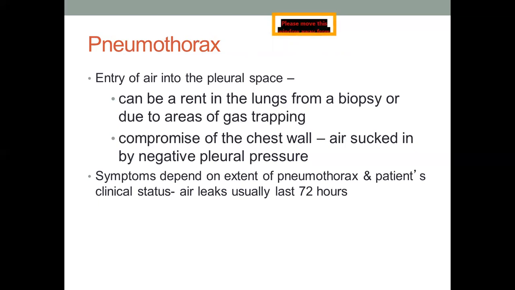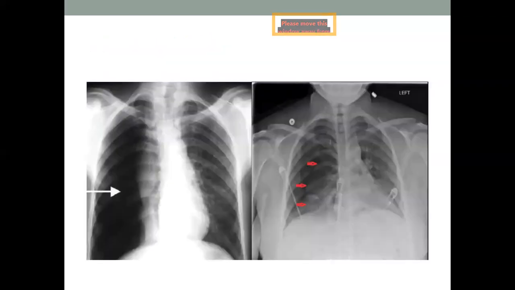The symptoms depend on the size of the pneumothorax. If the pneumothorax size is increased, then the patient will be symptomatic.